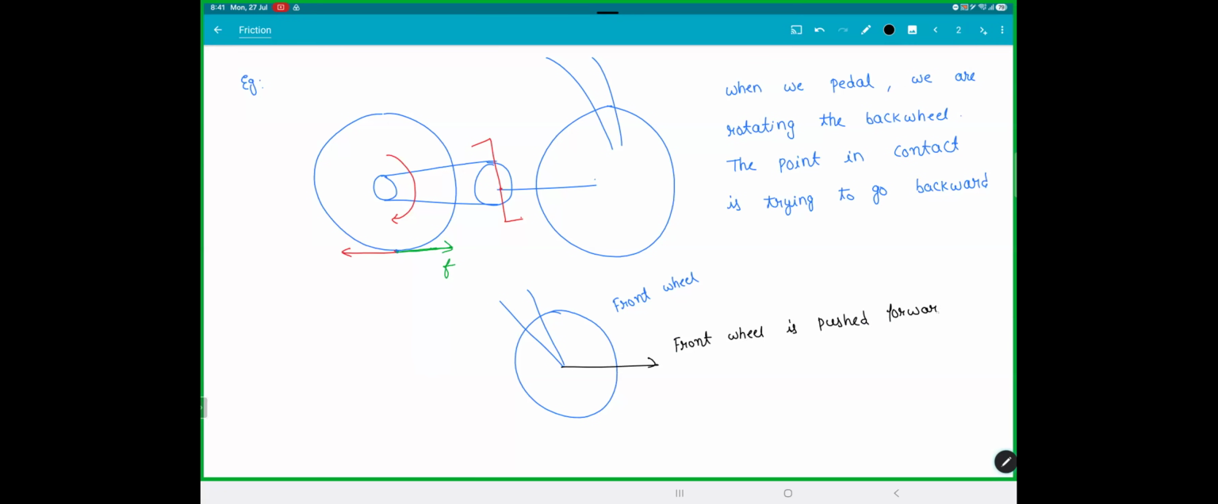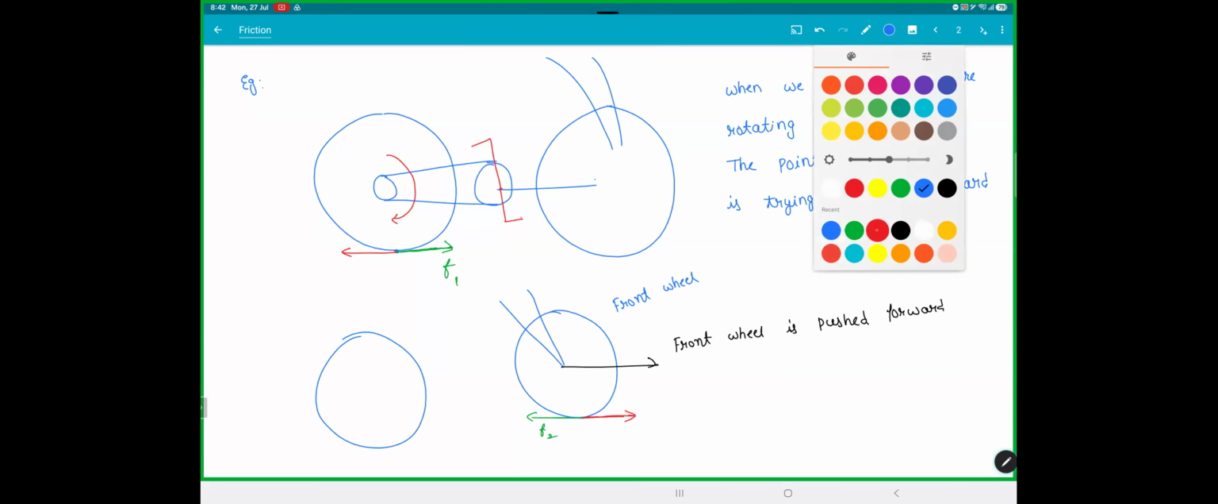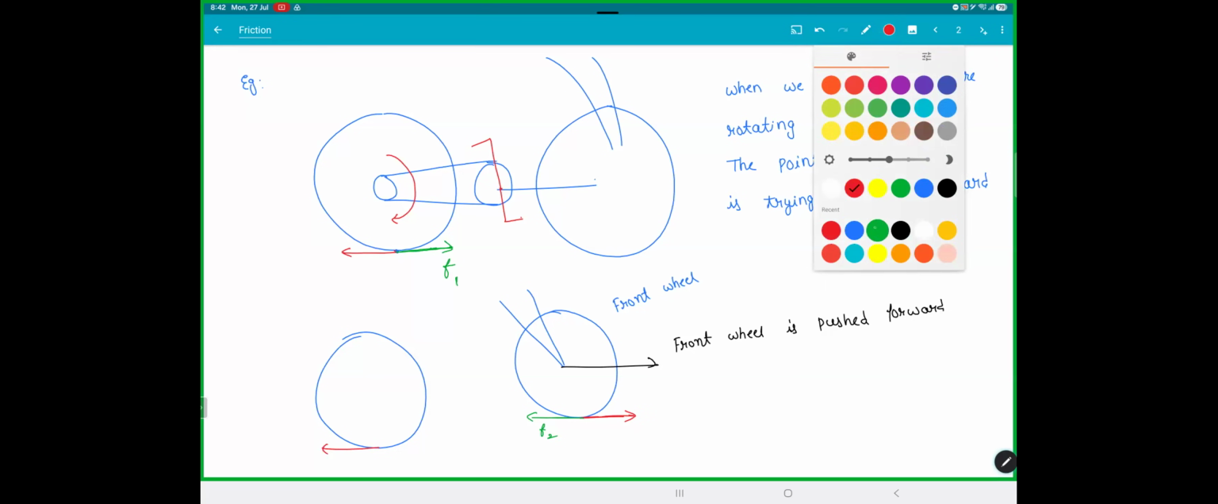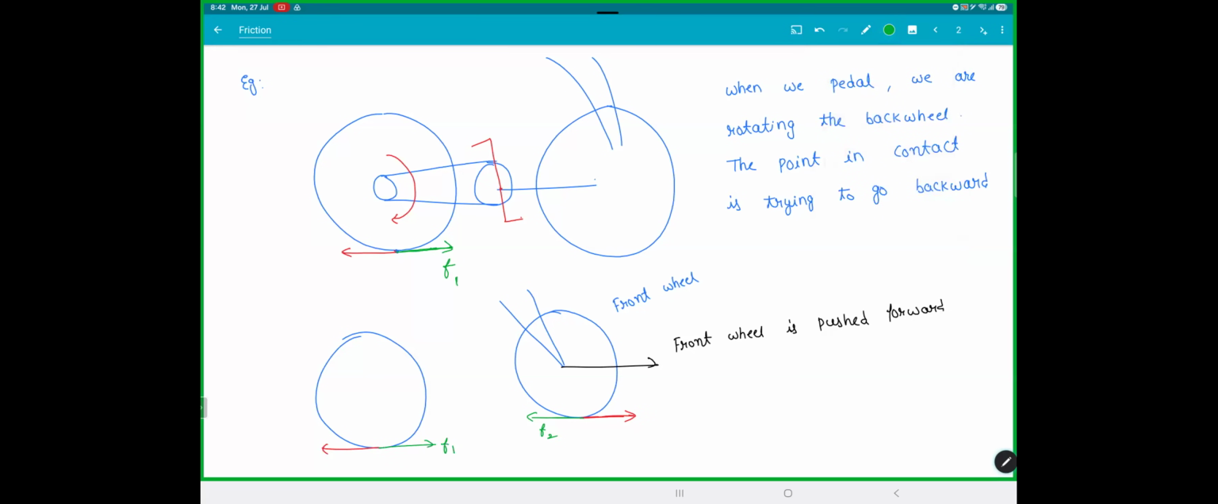So the back wheel and the front wheel, they have a completely different tendency there. So this point is trying to slide. The friction will be backward. Yeah, the friction will be different though. So on the back wheel, the friction is forward. On the front wheel, friction is backward. If you apply brakes, then the friction will be back for both of them. But when you're pedaling the cycle, this is what is actually happening.